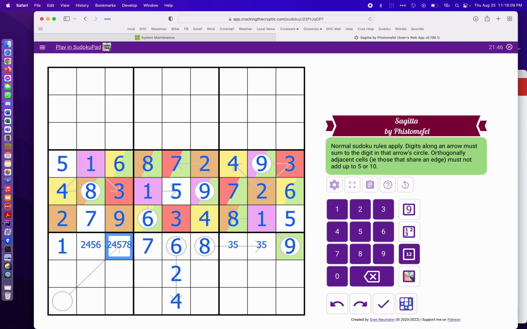Let's see now. This can't be a 5. That can't be a 5. This can't be a 7 or an 8. This can't be a 6. So we got a 2, 4 pair.